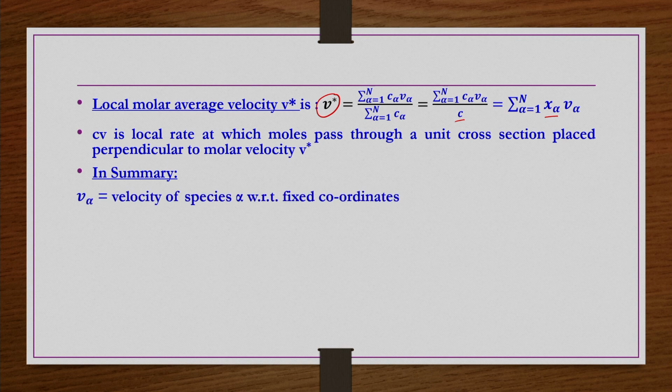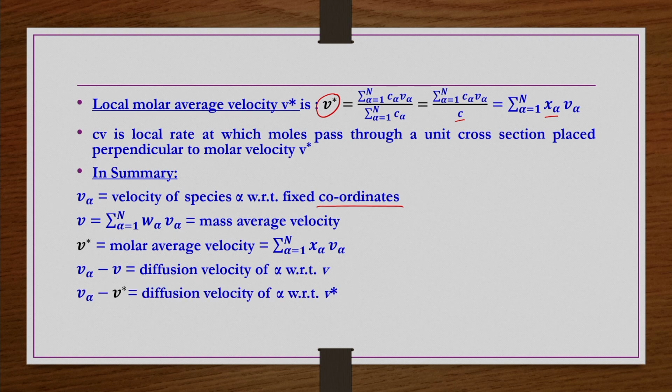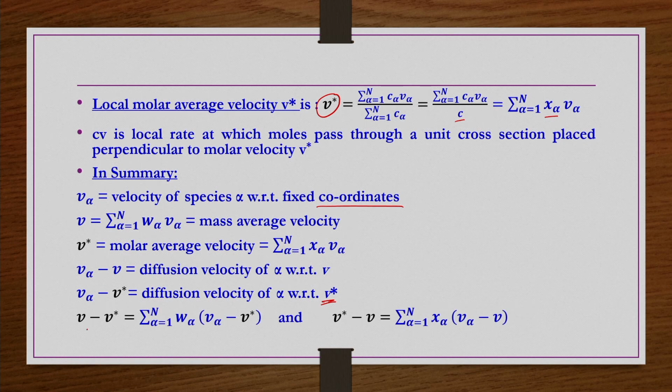V alpha is the velocity of species alpha with respect to fixed coordinates, V is the mass average velocity, and V star is the molar average velocity. V alpha minus V is the diffusion velocity of alpha with respect to V, whereas V alpha minus V star is the diffusion velocity of alpha with respect to the local molar average velocity V star. And V minus V star or V star minus V, whichever are there, are in general known as diffusion velocities.